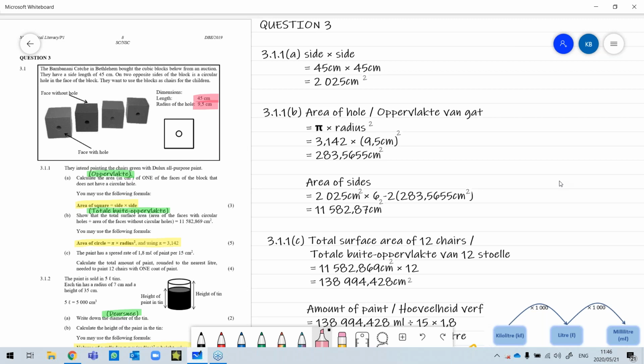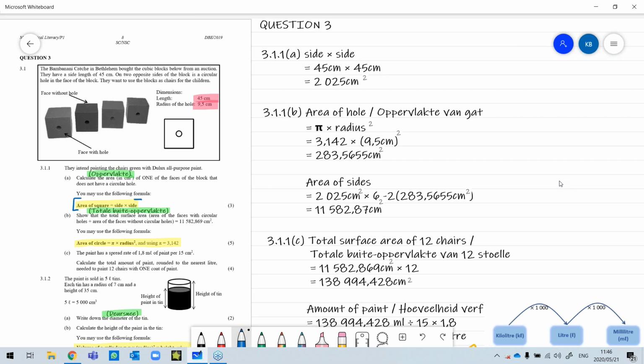The radius is in Afrikaans die radius. Question 3.1.1. They intend painting the chairs green with Dulux all-purpose paint. Calculate the area in square centimeters of one of the faces of the block that does not have a circular hole. You may use the following formula. So over here in yellow, you can see they did include a formula.